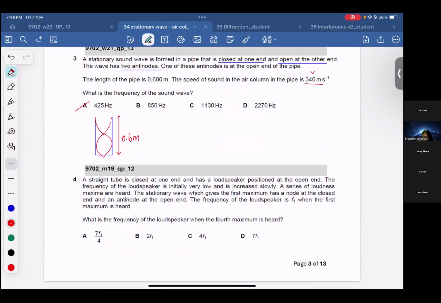Number 4, okay, boys and girls. A straight tube is closed at one end and has a loudspeaker positioned at the open end. The frequency is very low and increases slowly. A series of loudness maxima are heard. The stationary wave will give the first maxima at a node at the closed end and an antinode at the open end. The frequency is F1 when the first maxima is heard. What is the frequency when the fourth maxima is heard?